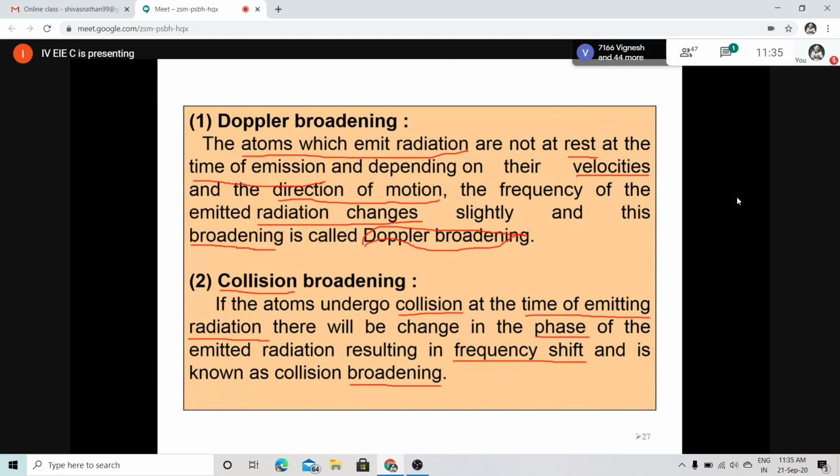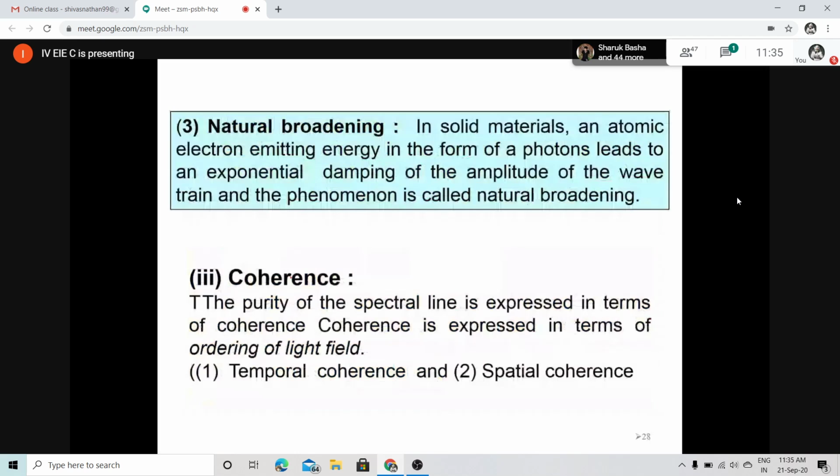And coming to the second, collision broadening, as the name suggests, at the time of emission, if an atom undergoes collision, there will be a phase shift and frequency shift, causing broadening to happen. We call that collision broadening. And the last, natural broadening. In solid materials, the emitted energy in the form of photon leads to an exponential damping of the amplitude of the wave train, and the phenomenon is called natural broadening.